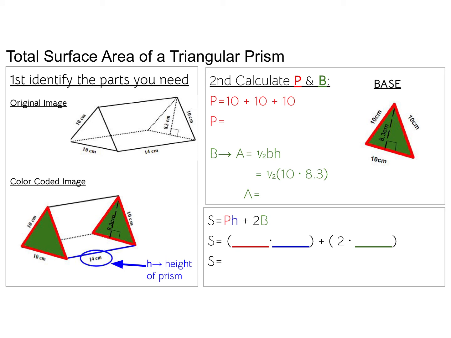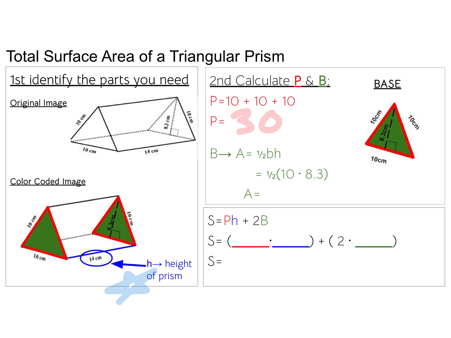Let's look at another total surface area of a triangular prism example. Remember that the height of the prism is the distance between the triangles when we have a triangular prism. So we're going to go ahead and calculate the perimeter of the base. If you look, the perimeter of the base, I have 10 plus 10 plus 10. So that's going to give me 30.